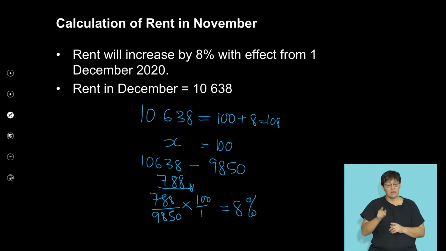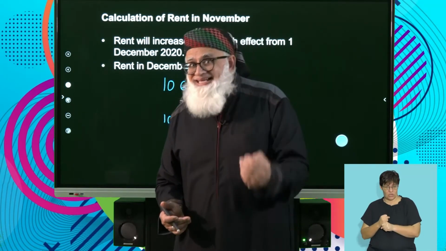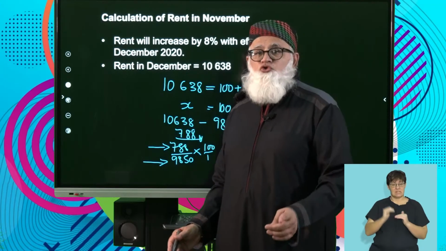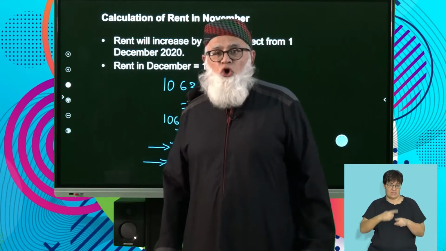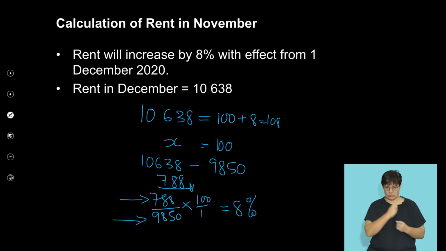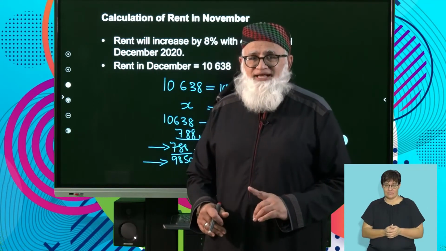Clearly you can see that this type of question expects you to first work out the difference between the 2 years and then take the difference over the base year. Take the difference, which was 788, over the base year. That means the starting figure, and then multiply it by 100 over 1 to give you the percentage increase in your rental. Okay, so these are types of questions that you will have to work out in the exams. So look at the information that's provided to you, and based on that information, do the correct answer.